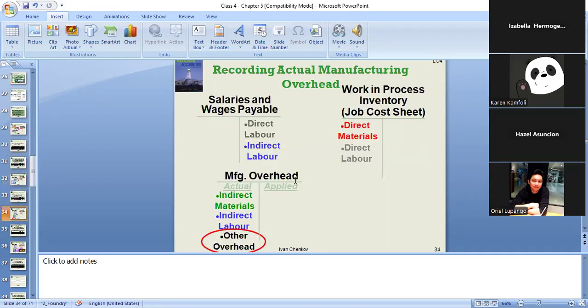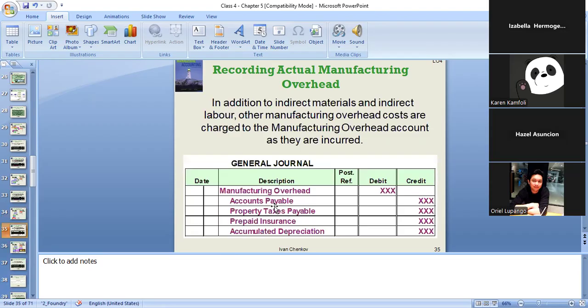So next thing is the overhead. All the additional overhead for the utilities, for the taxes, for the depreciation, for everything. So what we're going to do, we're going to have one debit in the overhead and different credits, one for the accounts payable for utilities, one for the property taxes, one for the prepaid insurance, and one for the accumulated depreciation. But everything is going to go directly to the manufacturing overhead.